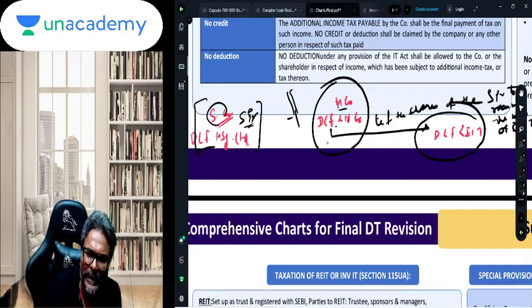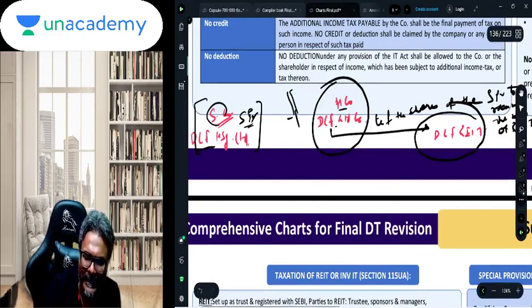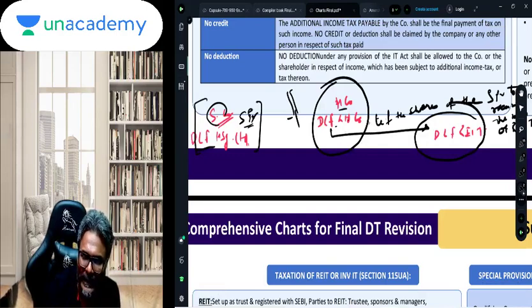And now to raise finance, huge finance, for the purpose of high profile infrastructure projects, they will require money from the public. And how will they get it? They will then float the DLF REIT. Who will float? DLF Limited, which is the holding company, will then float the DLF REIT.